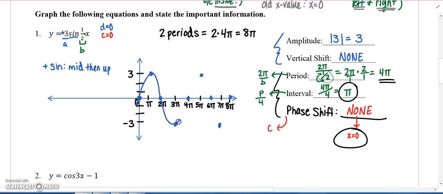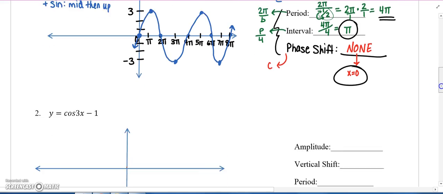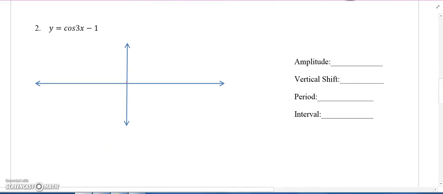Right, and there is our slightly beautiful graph. Boom, done. Alright, let's try another one. Now, this one is going to have some fractions, I'm warning you now, but we're going to work through it together, so don't worry. Alright, once again, amplitude and vertical shift.